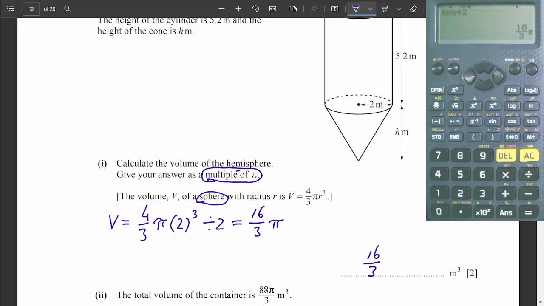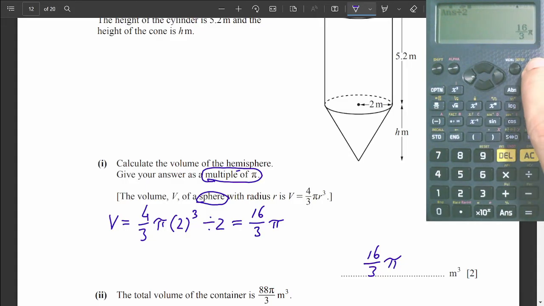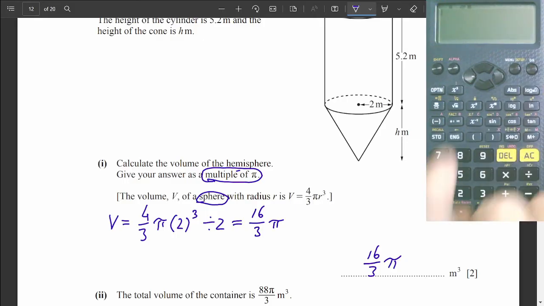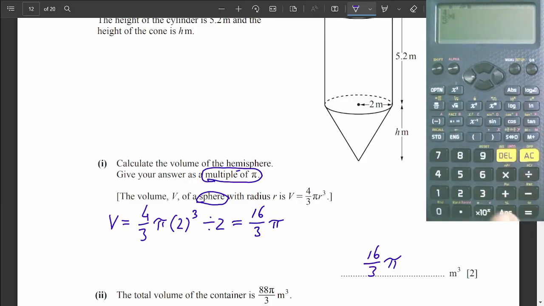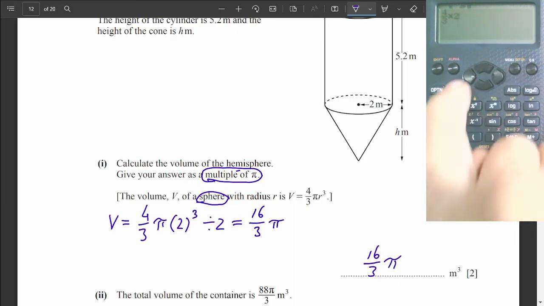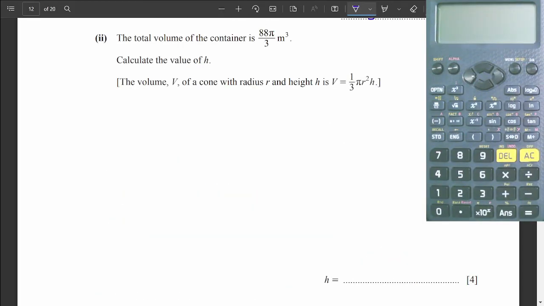16/3 pi. If your calculator doesn't give your answer automatically like mine, you can just do the whole calculation without pi. So you will do 4/3 times 2 cubed without the pi. There you go. And then divide by 2, of course. 16/3. That's it. And then you add the pi. And you've got it.